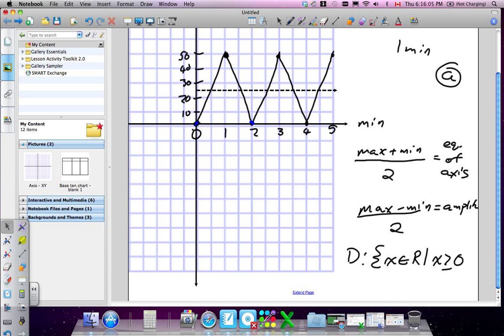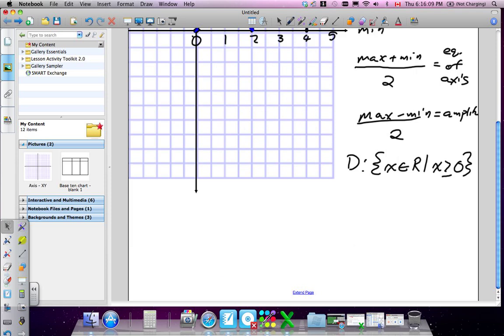Unless they said of our graph, and if it's of our graph, it's that x is every real number between 0 and 5. Oh, greater than, less than. Okay, does that make sense? So it's obviously one of those two.